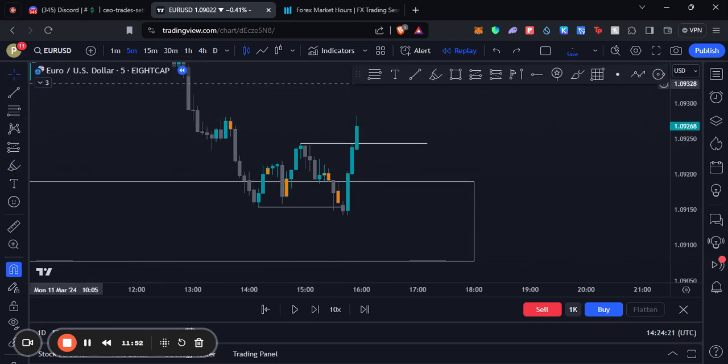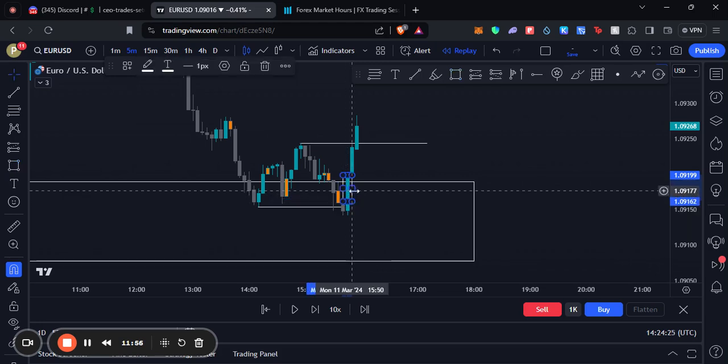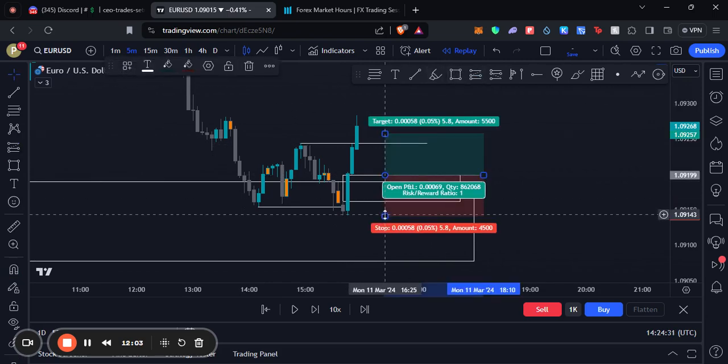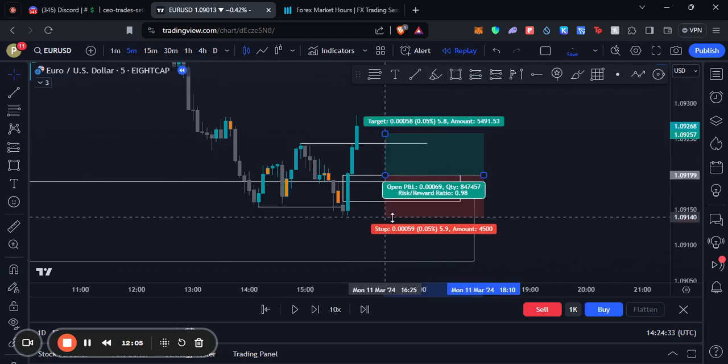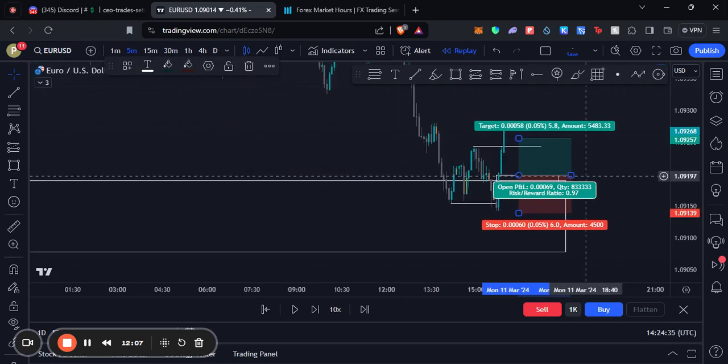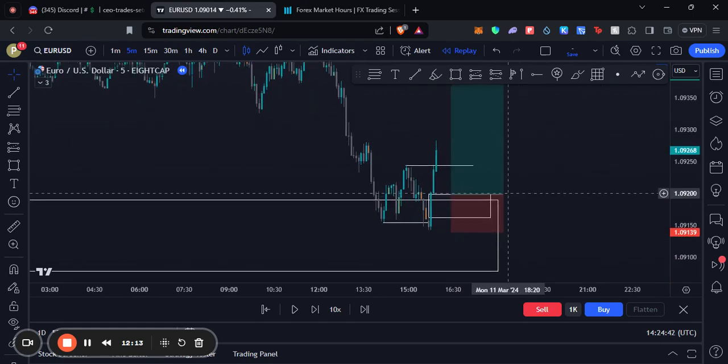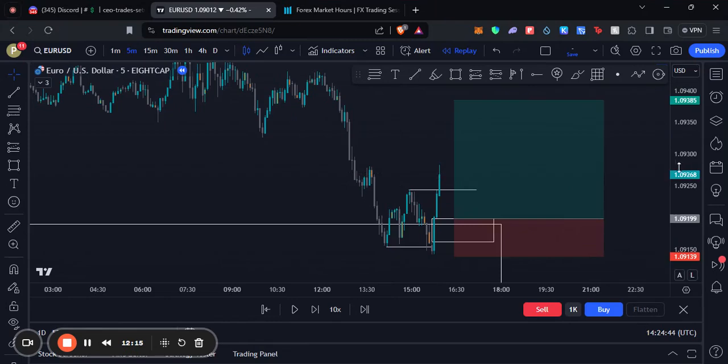Now, once I saw that, I was very, very interested. So then I identified my fair value gap for me to be able to take an entry. And after this, once I had all of this marked out, all I had to do was place my entry at the open of that fair value gap, stops just below the low, and then we were targeting this higher time frame area up here for a nice 1, 2, 3. So this was the trade, nice and simple.